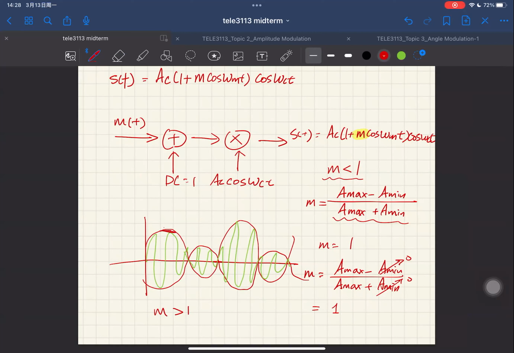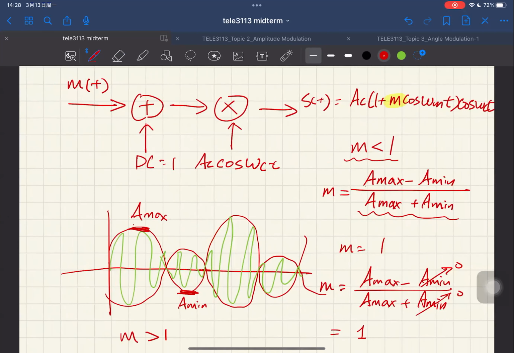So this time your A max is still a positive number, but your A minimum tends to be a negative number, right? A positive number minus a negative number will tend to be a very big positive number, but a positive number plus a negative number will tend to be a small number. So essentially your denominator is doing a subtraction. That's the reason why M is greater than one, because your numerator is definitely going to be bigger than your denominator.